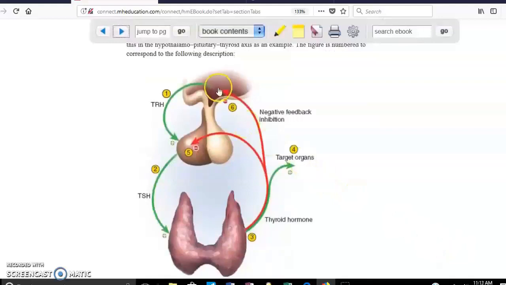So the hypothalamus releases, for example, TRH. As a consequence of that, the pituitary gland releases TSH. As a consequence of that, what's going to happen? The thyroid gland is going to release thyroid hormones. When there are enough thyroid hormones, this increase in thyroid hormones is going to provide a negative feedback to the pituitary gland as well as the hypothalamus, so they don't produce TRH and TSH anymore.